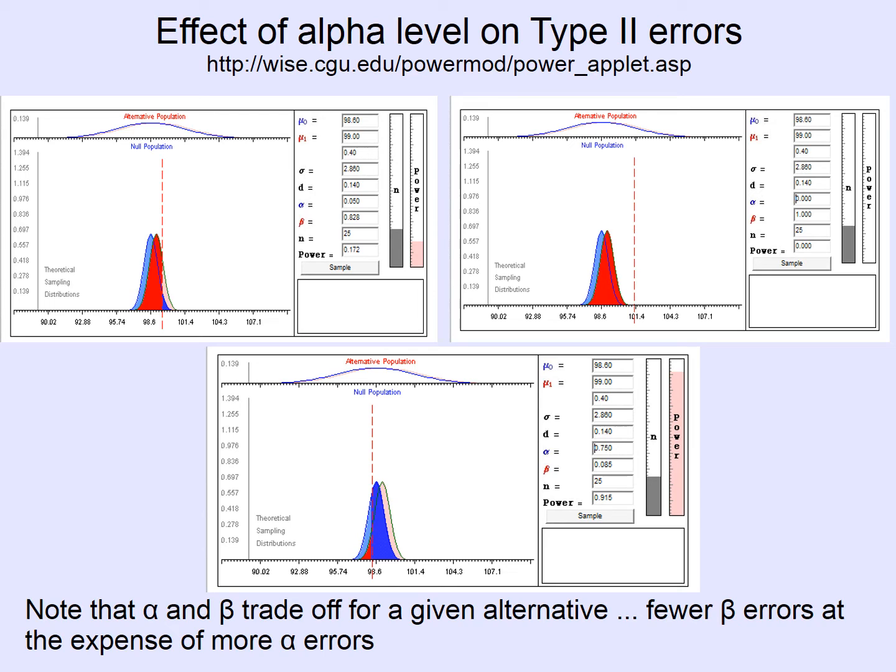I decreased my alpha very low in the upper right. That increased my beta error a lot, and my power went way down. And in the bottom one, I increased my alpha a whole bunch, which decreased my beta, and my power went really high. But is that meaningful? So go and look at this, because you can really play with these parameters and see what sample size does, increasing or decreasing your alpha, and increasing or decreasing the difference between your means.